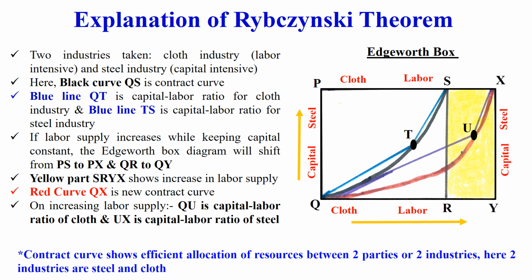Now, as per this theorem, if we increase the labor supply while keeping the capital constant, the Edgeworth box will shift towards right from PS to PX and from QR to QY. The yellow shaded region, which is SRYX, shows the increase in labor supply. Now the new contract curve is the red line, which is QX. In this case, the line QU represents the capital labor ratio in production of cloth, whereas the UX line represents the capital labor ratio in production of steel.